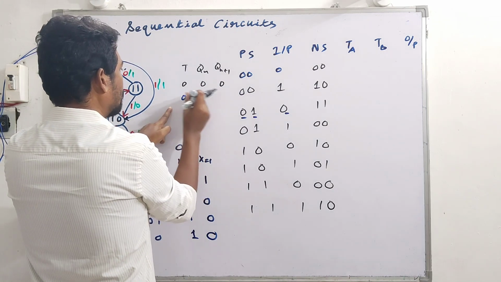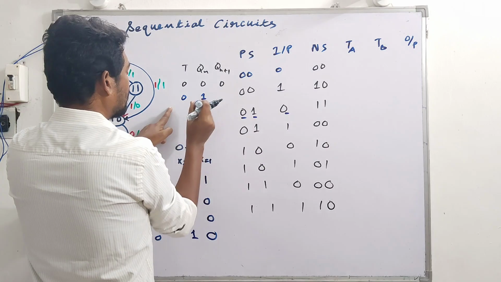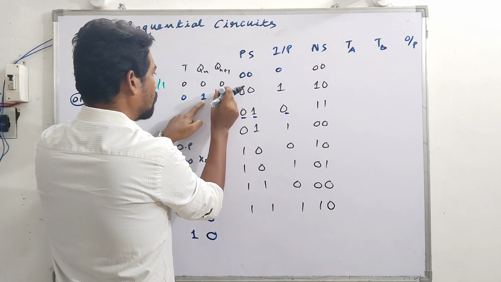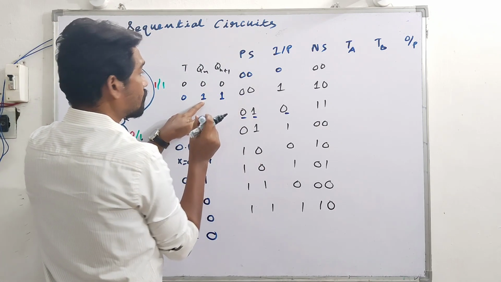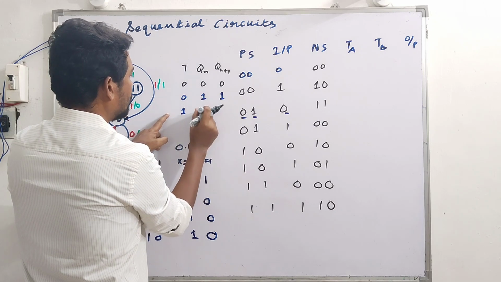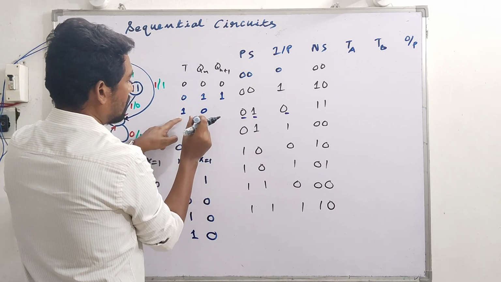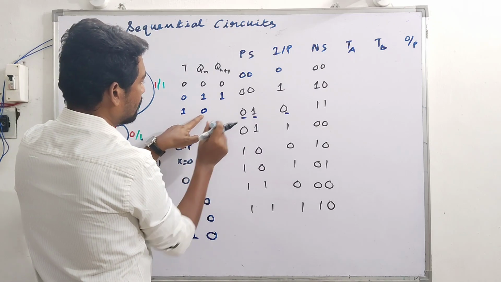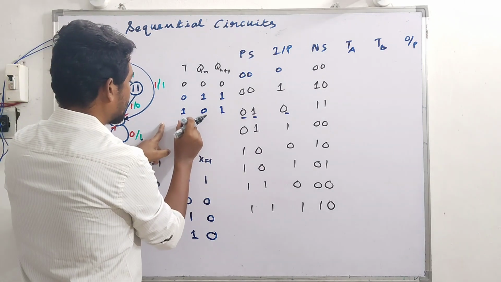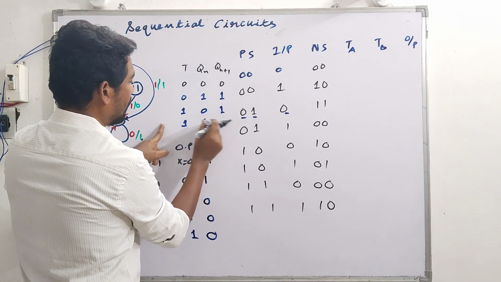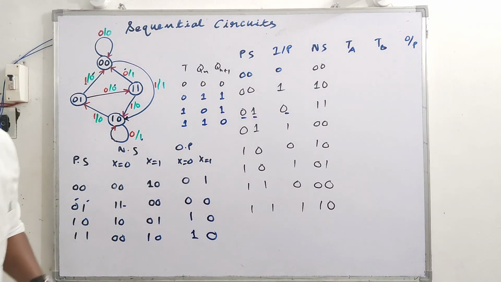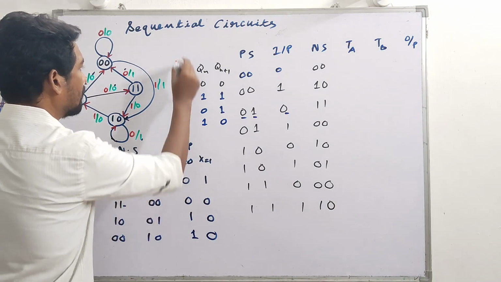And for the same case with T equal to 0, the present state is 1, no change, so it will continue. That is the truth table for a T flip-flop. With T equal to 1, it toggles: the present state is 0, and the next state will be 1 according to the characteristics of the T flip-flop. And with T equal to 1, the present state is 1, the next state will be toggling from 1 to 0. So this is the truth table of the T flip-flop.